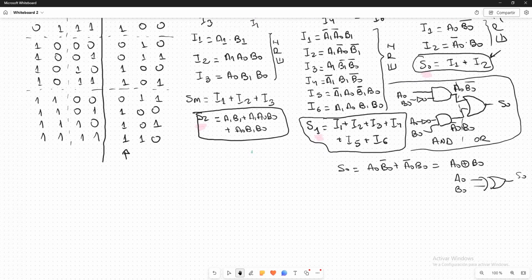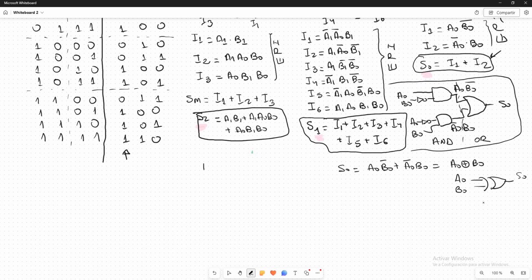Why? Because if you remember the XOR gate, you have to learn the truth table of the gate, okay? The truth table of the XOR is like this. When the inputs are different, the output is 1, and when the inputs are the same, the output is 0.